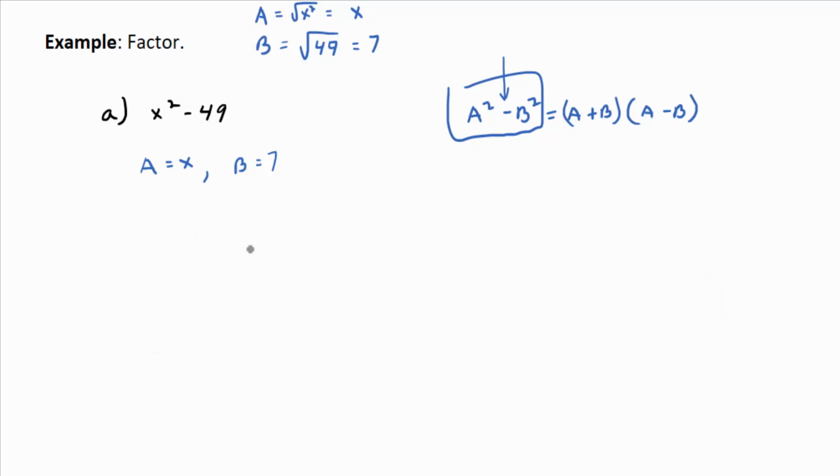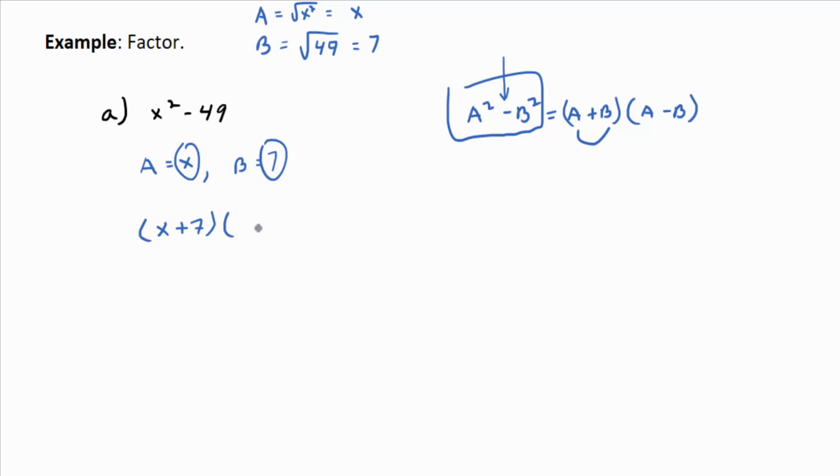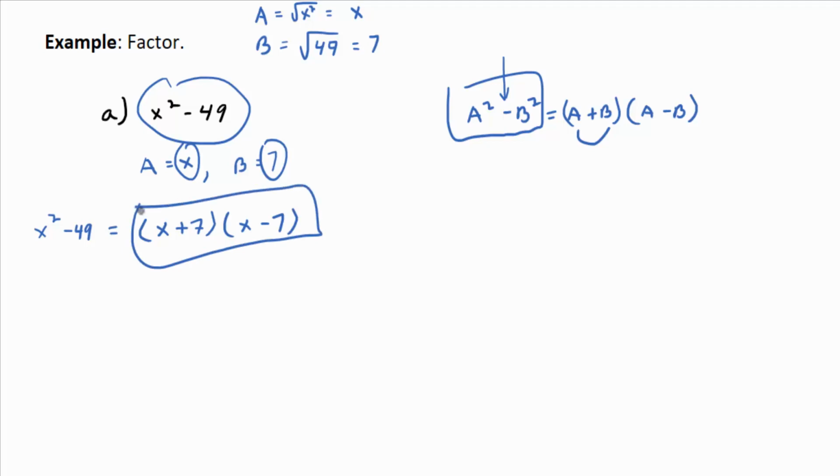Okay, so now just apply the formula. What's a plus b? Okay, so that's one factor. What's a minus b? X minus 7. And that's it. So in other words, x squared minus 49 factors to be x plus 7 times x minus 7. If you multiply it back out, you'll check and see you'll get what you started with. You'll get x squared minus 49.